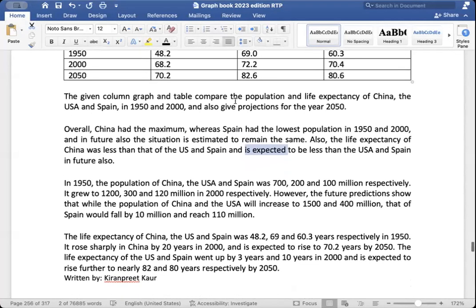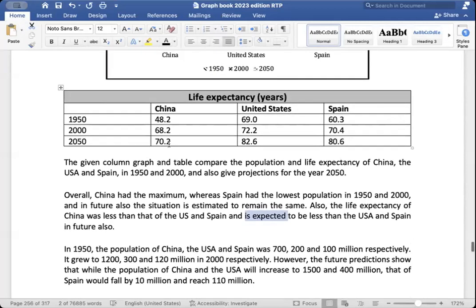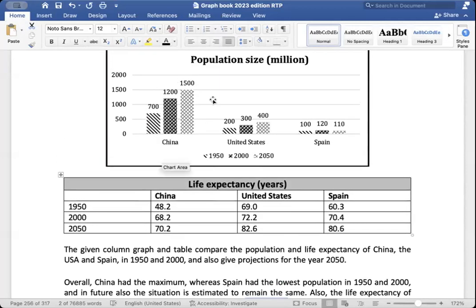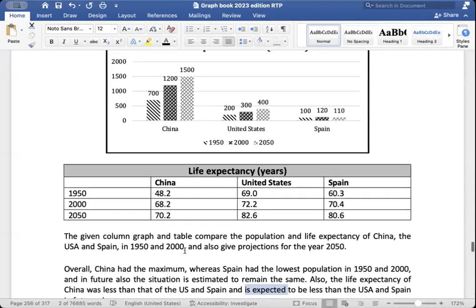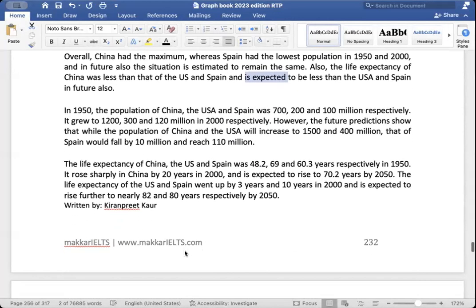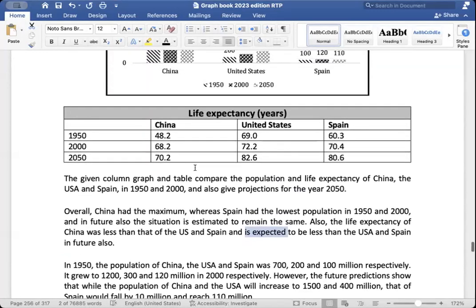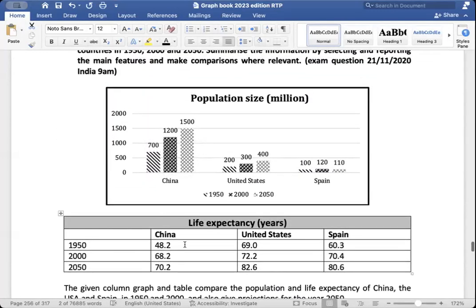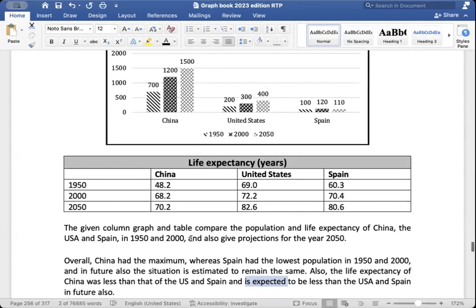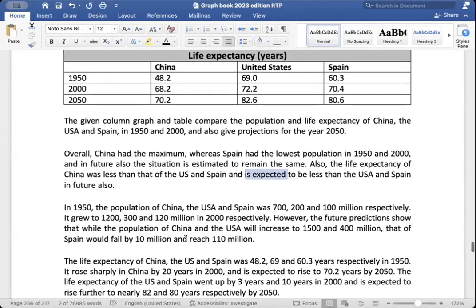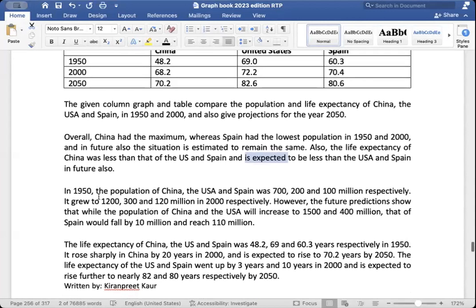Okay? Now what I have done is I've made one paragraph of population and one paragraph of life expectancy. I have not tried to mix them up because I've seen students mix up comparing population size with life expectancy. Then, sometimes things go wrong in the middle when they are trying to do that. So I would suggest make 2 paragraphs separately, of population and of life expectancy. Let us see. In 1950, the population of China, the USA and Spain was this and this million respectively.